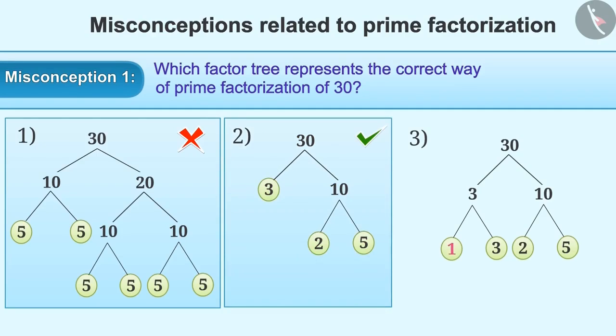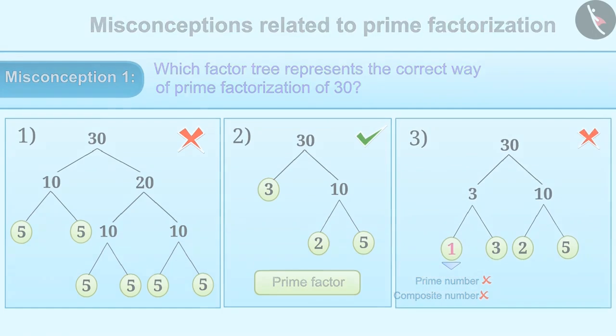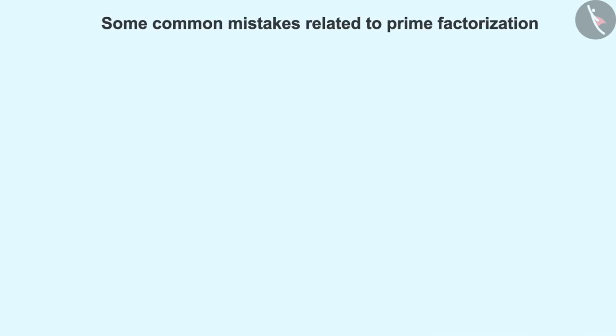Sometimes number 1 is also included in the factor tree. It is important to understand that the factor tree is created to obtain the prime factors. Since 1 is neither a prime number nor a composite number, option 3 is also an incorrect answer. Now let's see some common mistakes related to prime factorization.